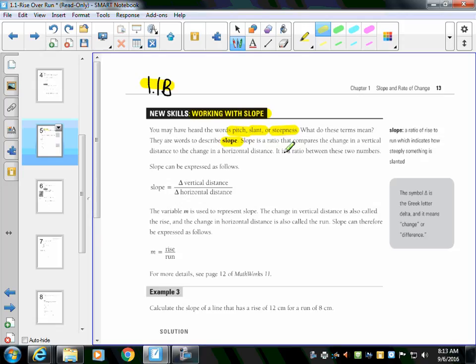You remember that slope is a ratio that compares the change in vertical distance to the change in horizontal. So basically, it's rise divided by run. It's the ratio between these two numbers. So you can calculate slope as the change in vertical distance over the change in horizontal. We always wrote it as rise divided by run. And now we used a symbol for slope, and that symbol was m.